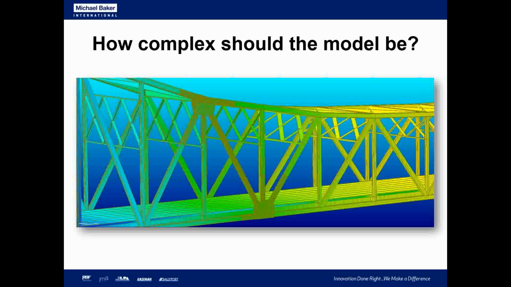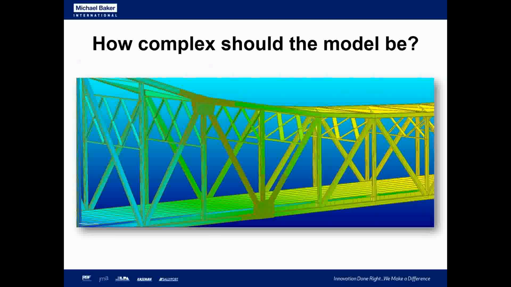Okay, so that does it for the question of pinned versus fixed end conditions, but brings us to another question of just, how complex should the model be? This is a screenshot of a 3D model of a truss. It's the Winona Bridge that has some shell element modeling and the connections integrated with it, but we don't have time to do this for most truss bridges, so we want to take the most efficient route possible to get the information we're looking for. So, yeah, how complex should the model be?